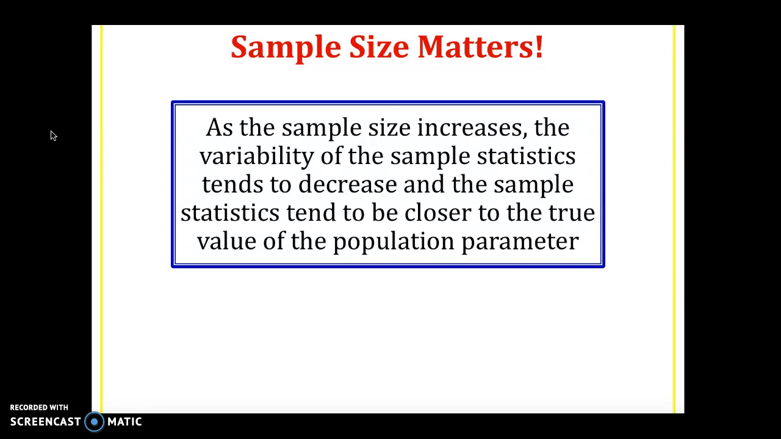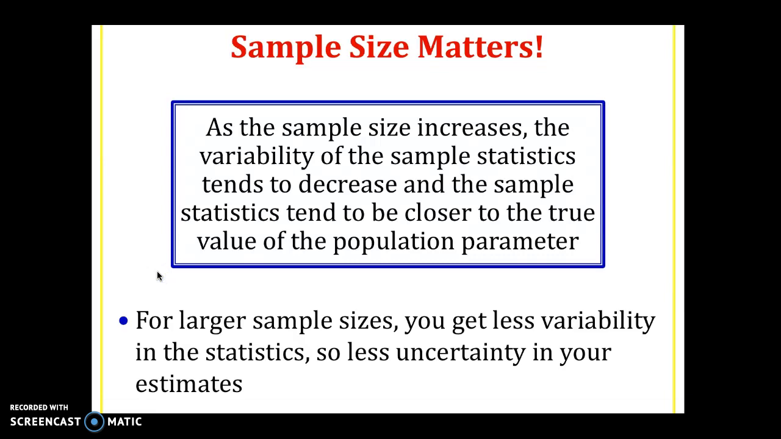As the sample size increases, the variability of the sample statistics tends to decrease, and the sample statistics tend to be closer to the true value of the population parameter. So for a larger sample size, you get less variability in the statistics, so you get less uncertainty.